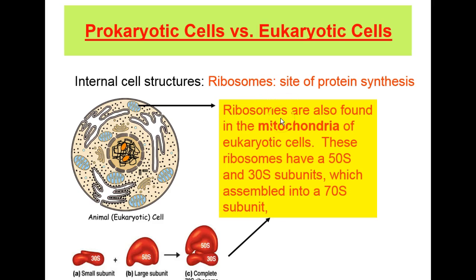Ribosomes are also found in the mitochondria of eukaryotic cells. Ribosomes in the mitochondria of eukaryotic cells also contain two subunits, a 30S small subunit and a 50S large subunit, which once assembled make up a 70S ribosome.